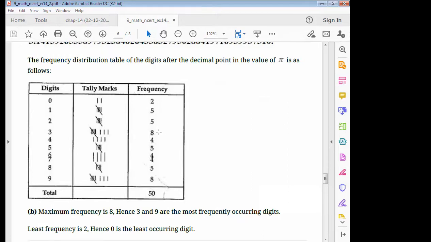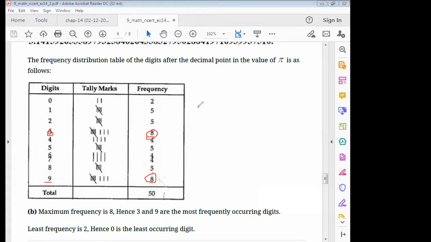So what is the maximum value here? 8, that is for 3, right? And 9 also comes 8 times. The digit 9 also comes 8 times. So 3 and 9 are the most frequently occurring digits.